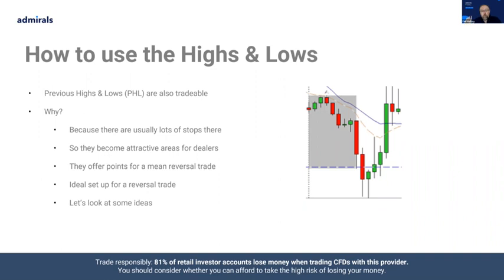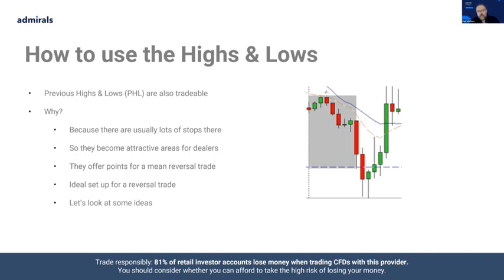So why are previous highs and lows tradable? Ideally, it's because there are usually lots of stop losses there. Okay, so think about that, based on what I just said a few slides ago. If there's lots of orders there, who does that become attractive to? It becomes attractive to the dealers, to the market makers. Remember, they only get paid when orders get triggered.